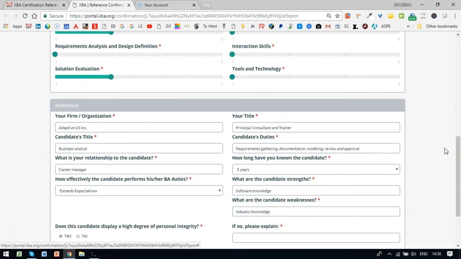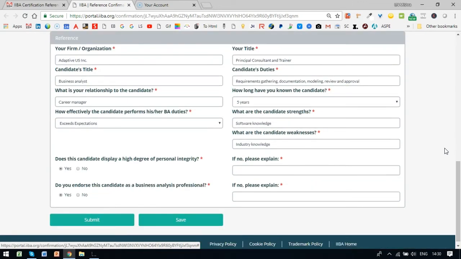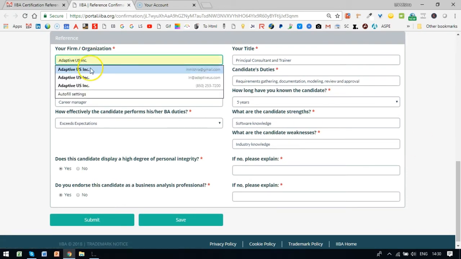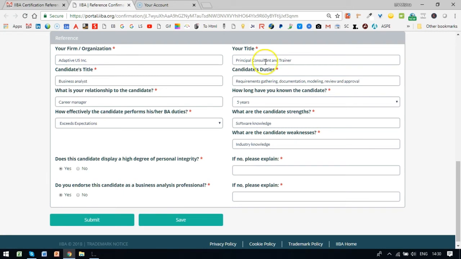Then coming down, it asks you to provide a little bit of detail about yourself. So for example, here I have written Adaptive US Inc. because that's where I work, and this is my title, Principal Consultant and Trainer. What is the reference or participant's title? This is a business analyst. And then I put down here, what does she primarily do? Of course, her primary responsibility is requirements gathering, documentation, modeling, review, and approval.